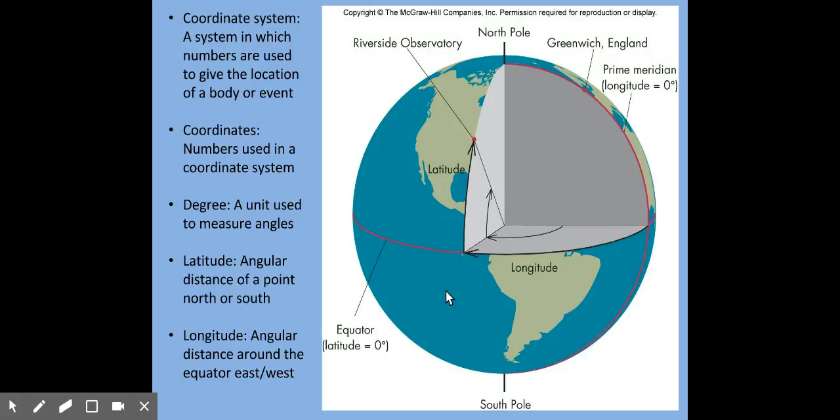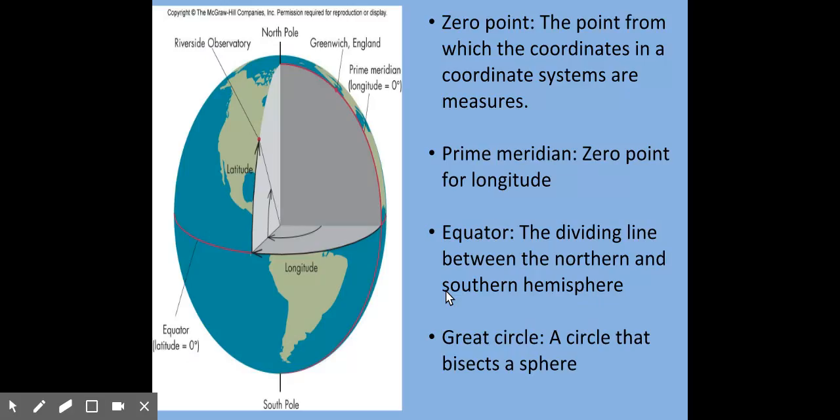So latitude is the angular distance of a point north or south of the equator, or the 0 point. And the longitude is the angular distance east or west of the prime meridian, which is the 0 point. So the 0 point, again, for the coordinate system is the prime meridian is 0 for longitude, and the equator, of course, is 0 for latitude. Then we have a great circle, which is a circle that bisects a sphere. So it's basically used a lot for navigation. It's the quickest way to get from one point to another.